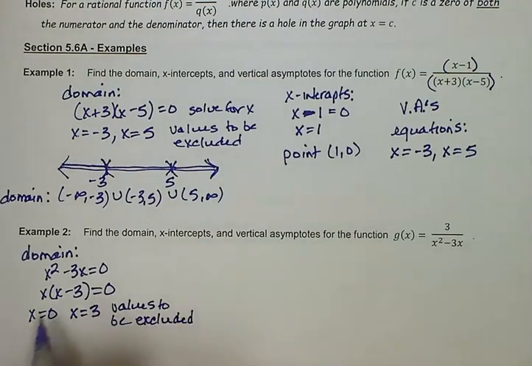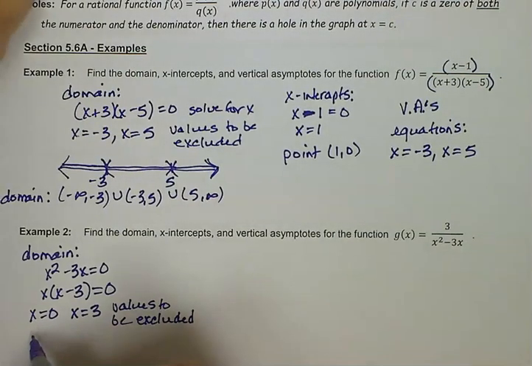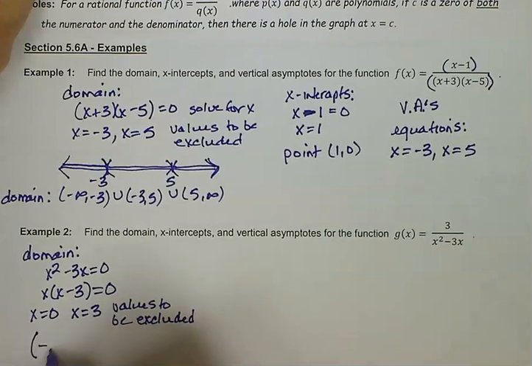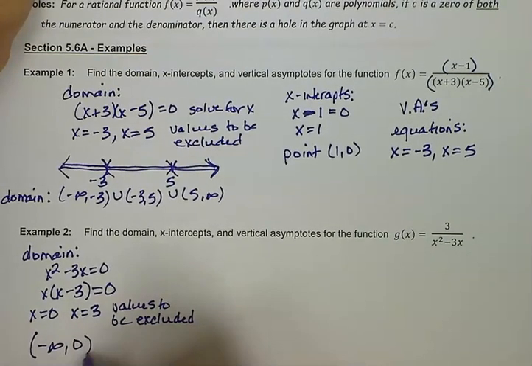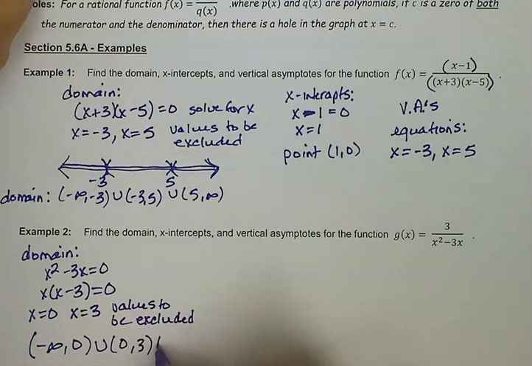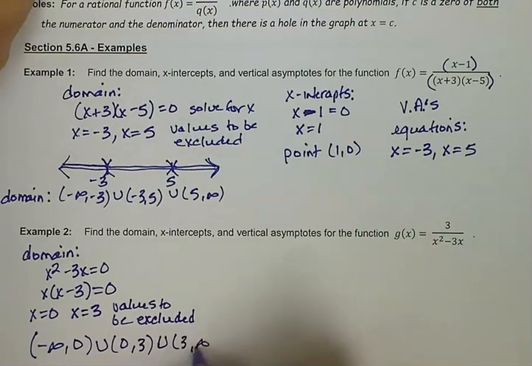So for my domain, I could say x is not equal to 0 and x is not equal to 3, or I could write it in interval notation. For that, I would go from -infinity to 0, from 0 to 3, and from 3 to infinity.